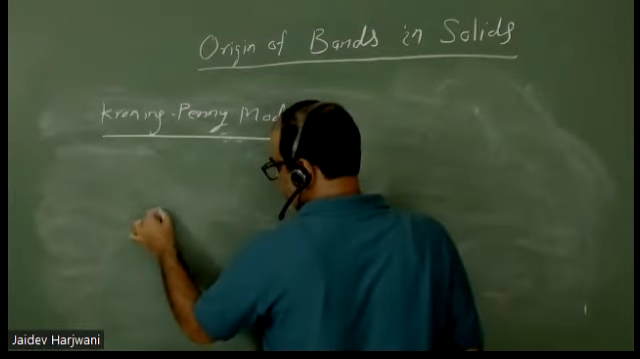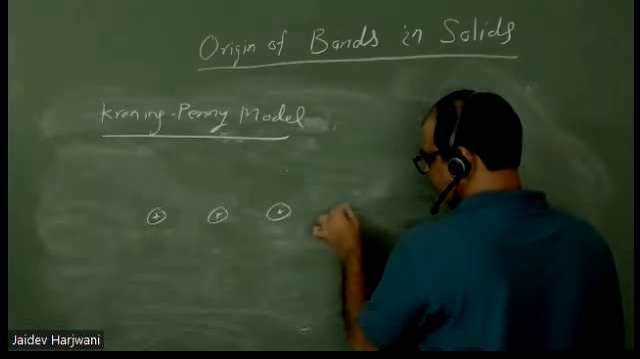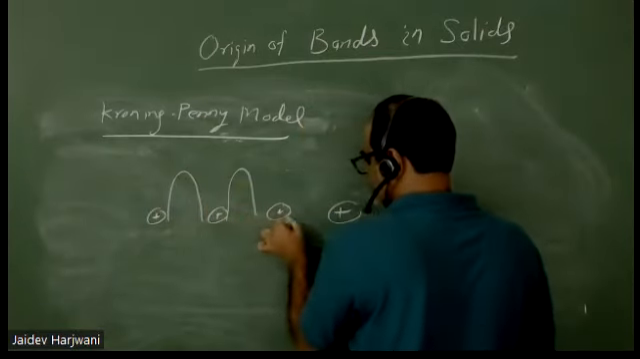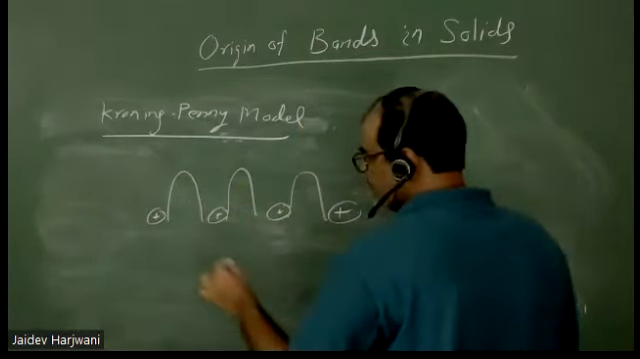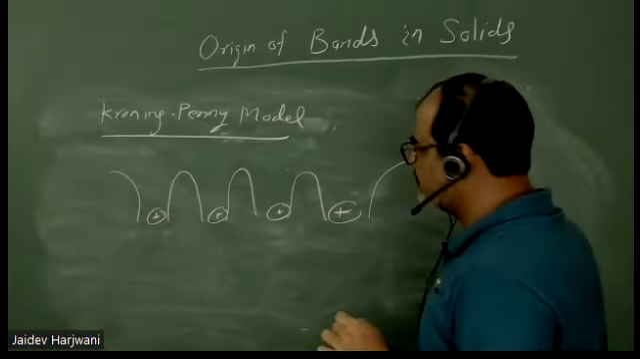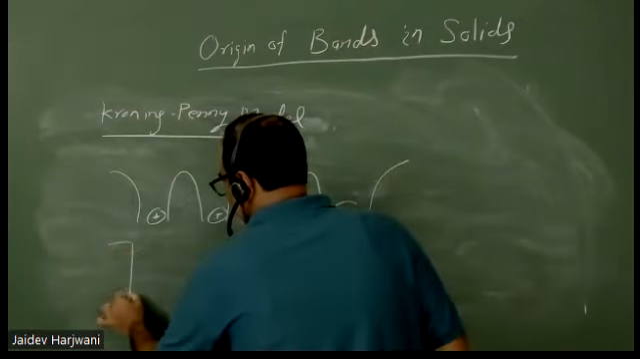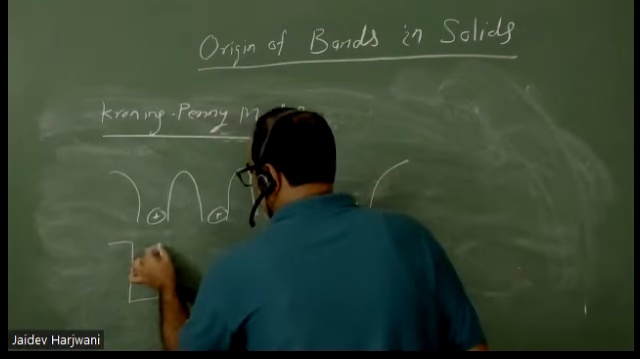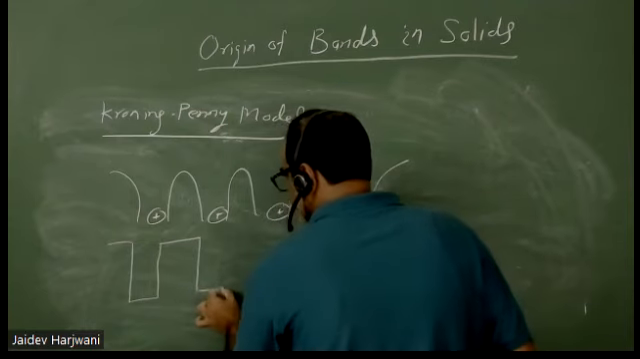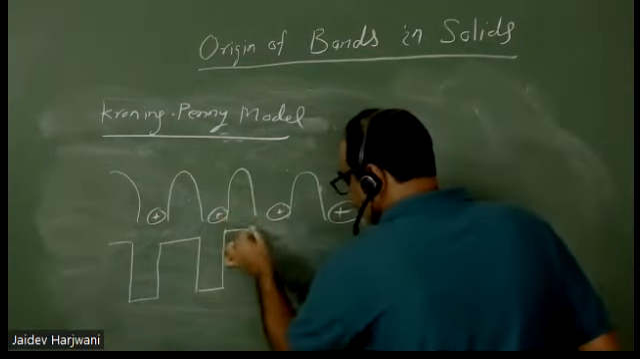Just now we have seen that we have a crystal. In a crystal we have this kind of potential, and with this kind of potential your Schrodinger equation is not solvable. So what we do, we approximate this potential by a simpler square wave potential, which has the same periodicity as this lattice.